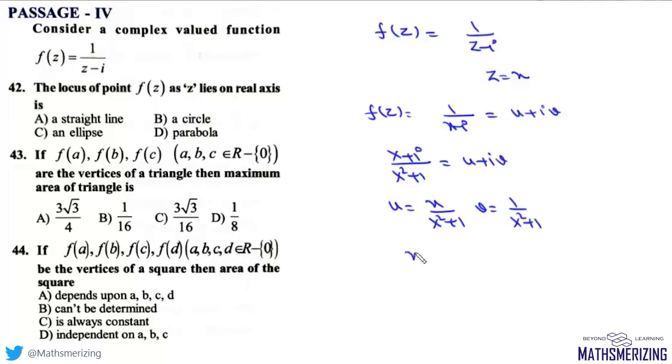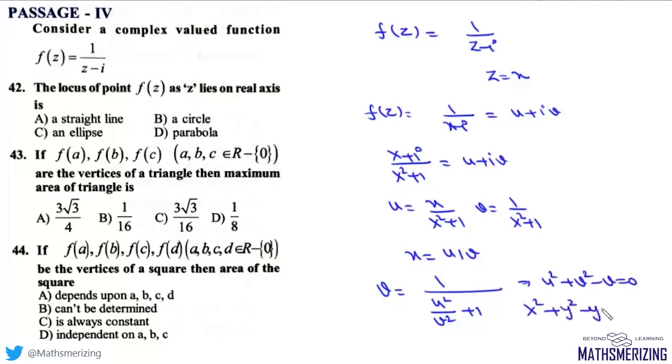So we can write x as u upon v. Now we put the value of x here, we can write v equals 1 upon (u square upon v square plus 1). So it will be u square plus v square minus v equals 0, which is x square plus y square minus y equals 0, which is the equation of a circle.